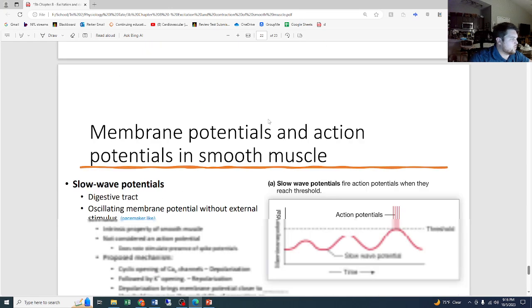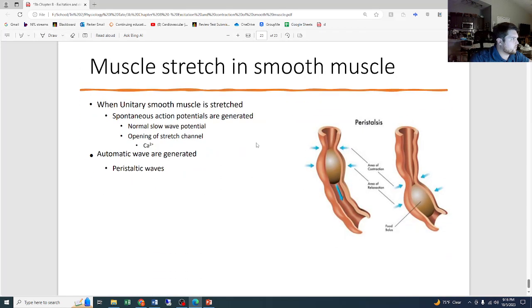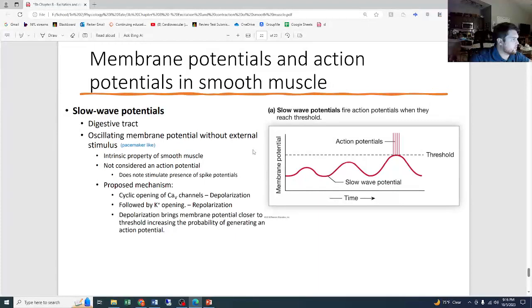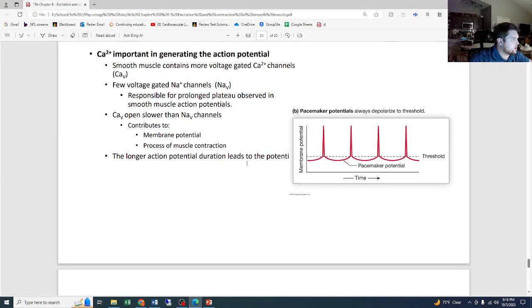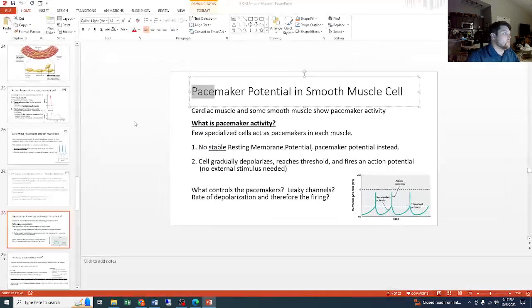We'll talk about this in one more sec. Pacemaker potential. Actually, we'll talk about it now. So we talk about pacemaker. This is what we're talking about.